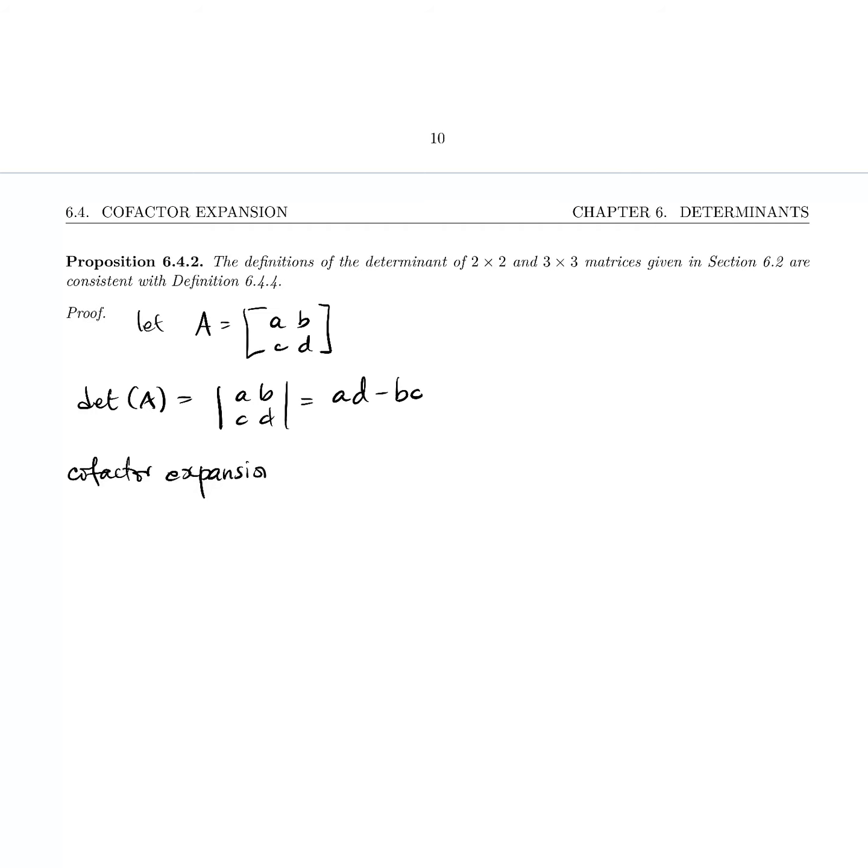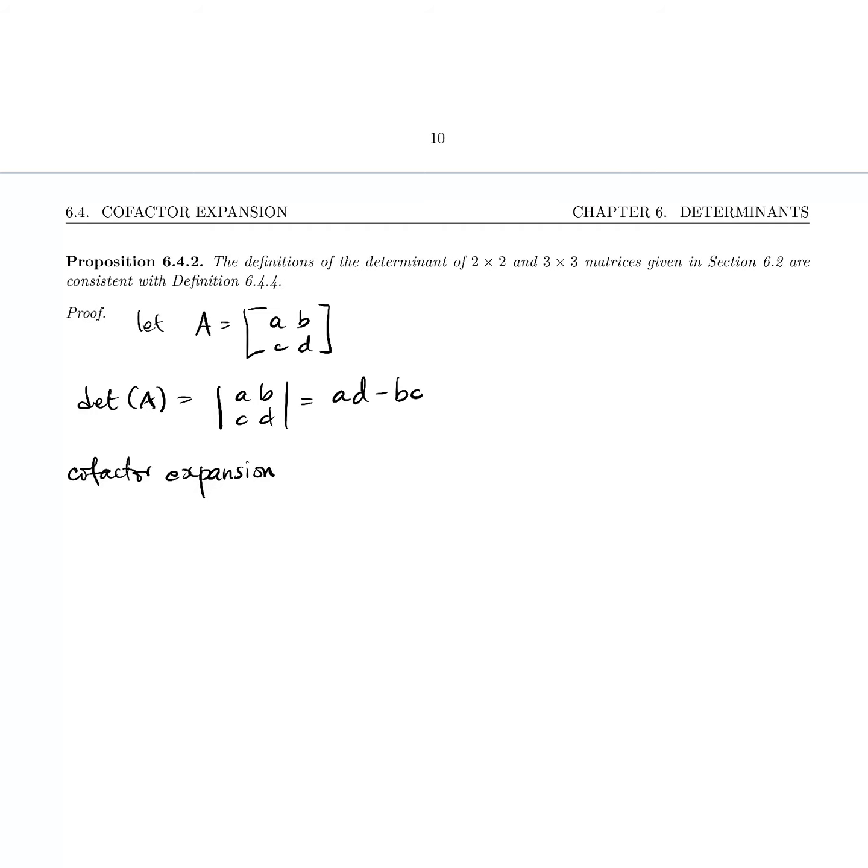So if we have a 2 by 2 matrix, let's let our matrix A be the matrix with entries a, b, c, d. Then the determinant of A that we saw before was ad minus bc, right? That's sort of a cross-your-heart motion. Now if we do cofactor expansion, we're hoping to show that we get the exact same value.